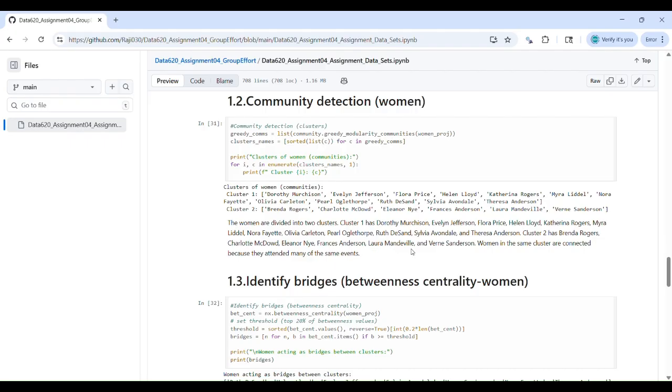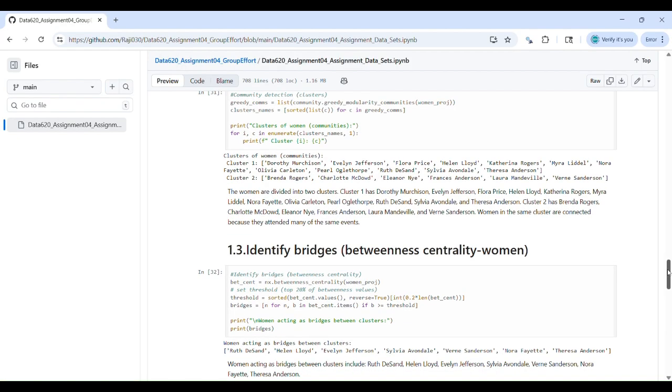Cluster one has Dorothy Murchison, Evelyn Jefferson, Flora Price, and so on. And cluster two has Brenda Rogers, Charlotte McDowd, Eleanor Nye, Frances Anderson, and so on. So here, women in the same clusters are connected because they attended many of the same events.